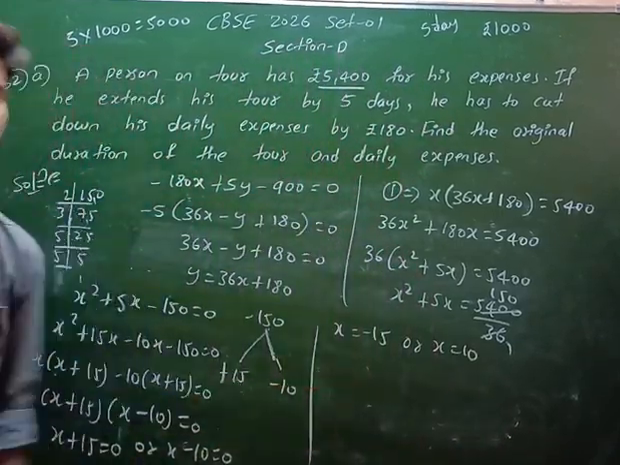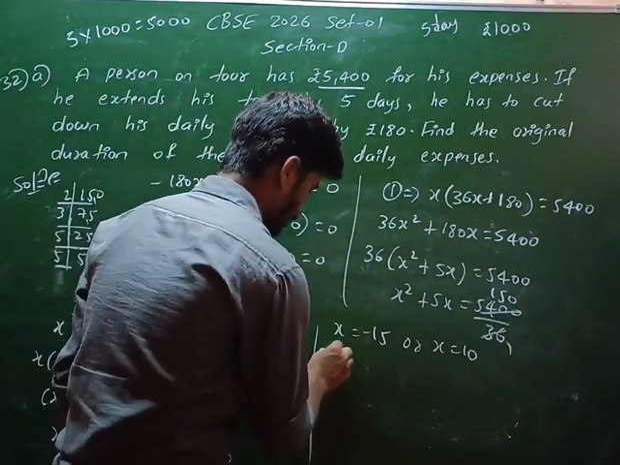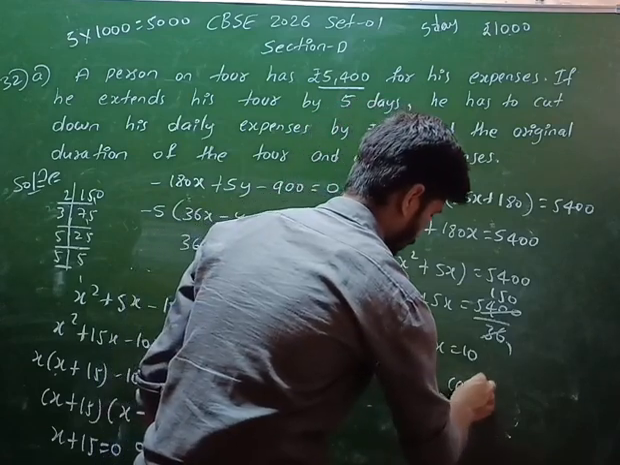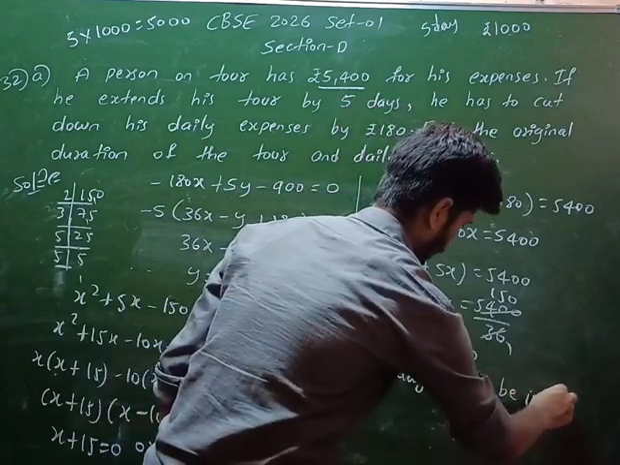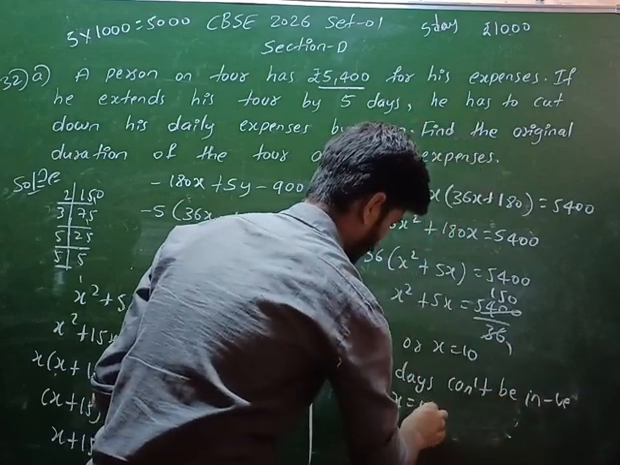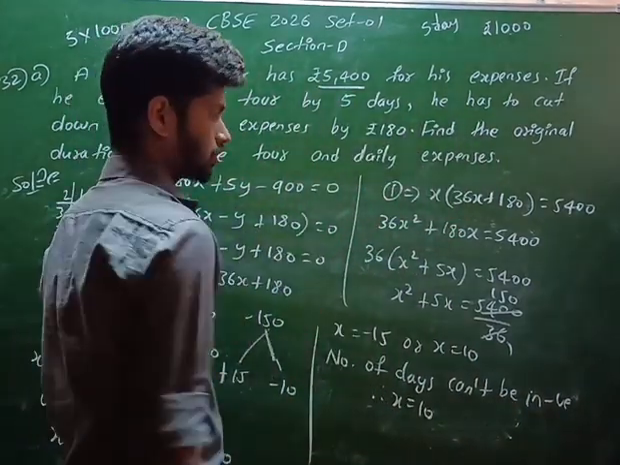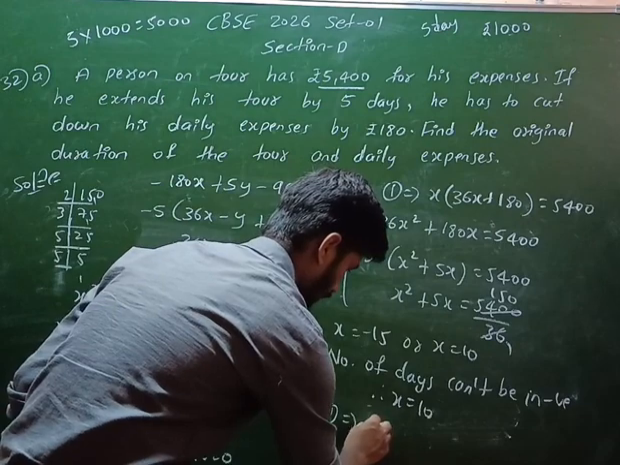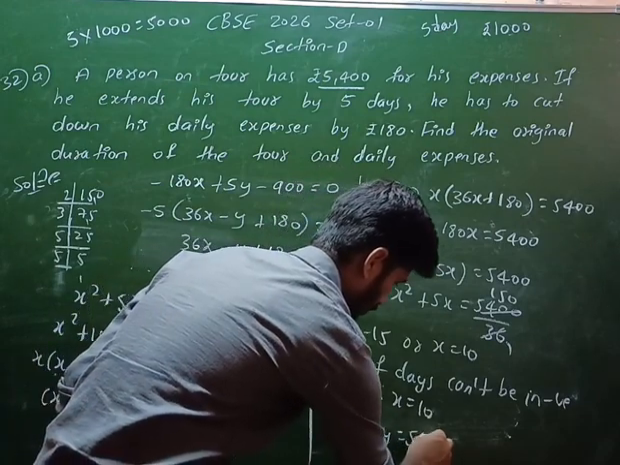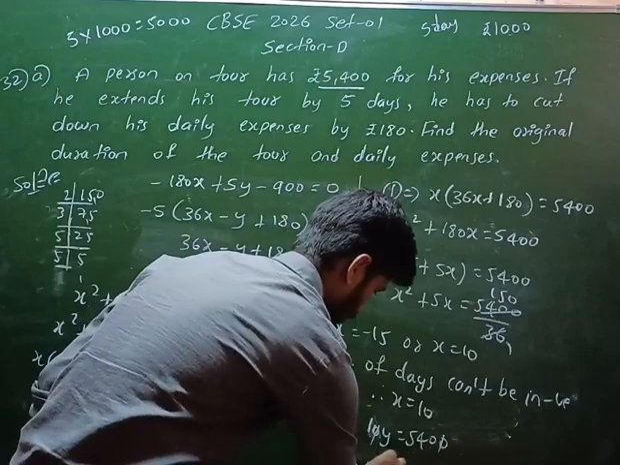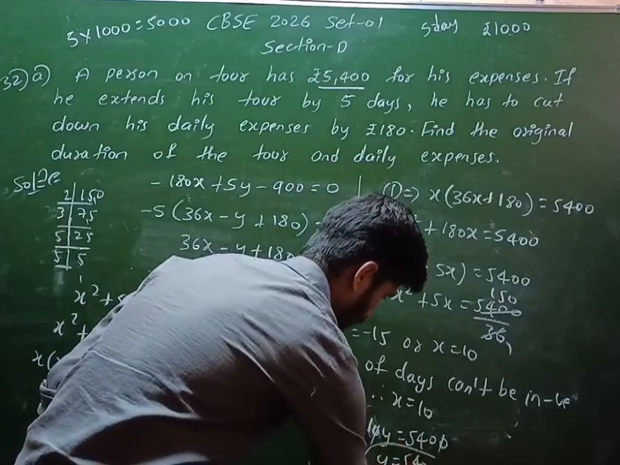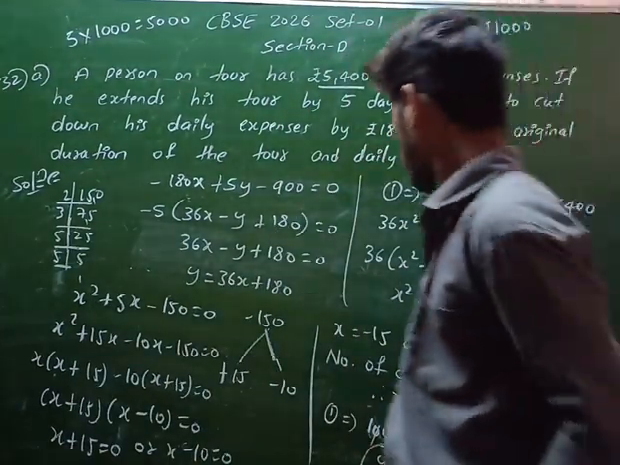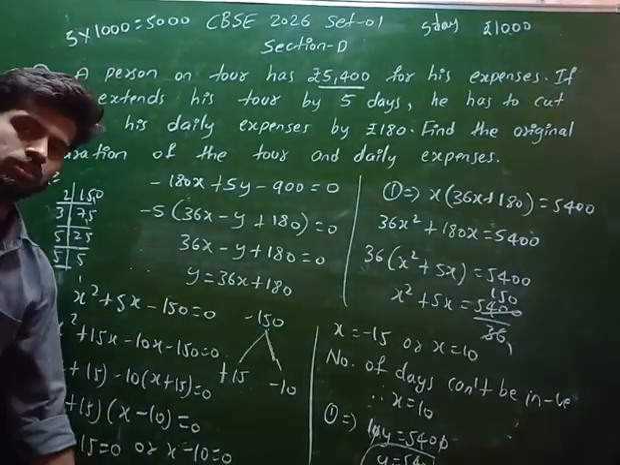So one value is x equal to minus 15, or x equal to 10. Number of days cannot be negative, therefore x is equal to 10. Now find the y value using equation 1: x, or 10, into y is equal to 5400, then the zeros cancel, so y is equal to 540. So per day expense is 540 and number of days is 10. We got the answer. Thank you everyone.